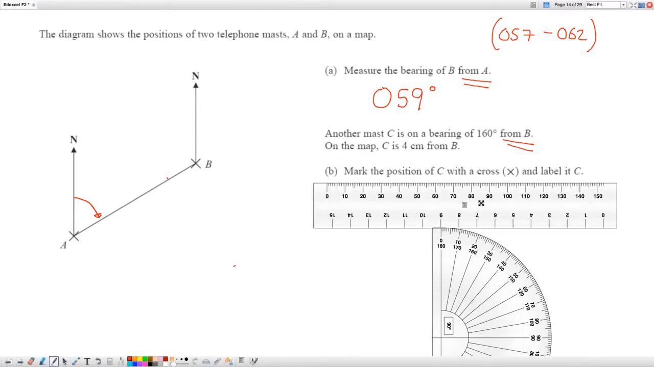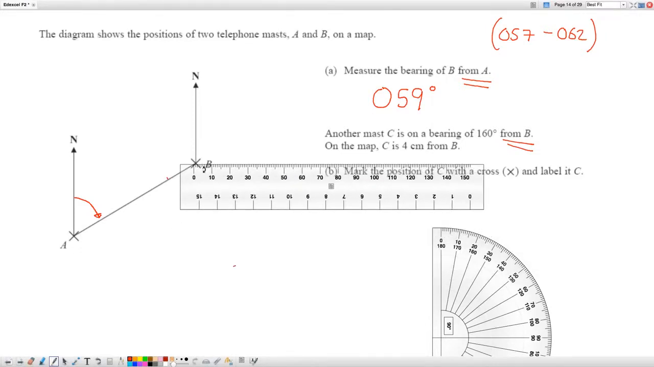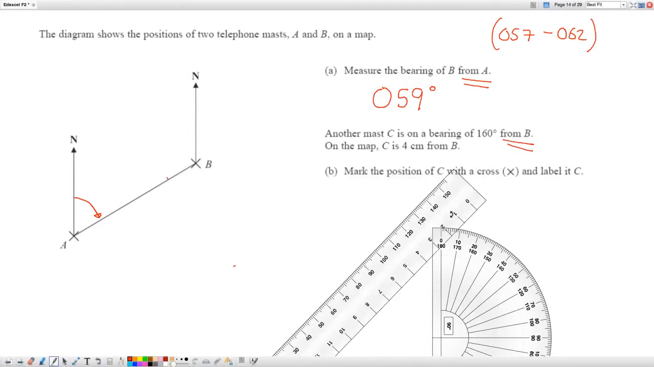So using your ruler, putting your 0 on B, turning your ruler around, take this, oh, that's my scale changing, turn this, there, oh, other way.